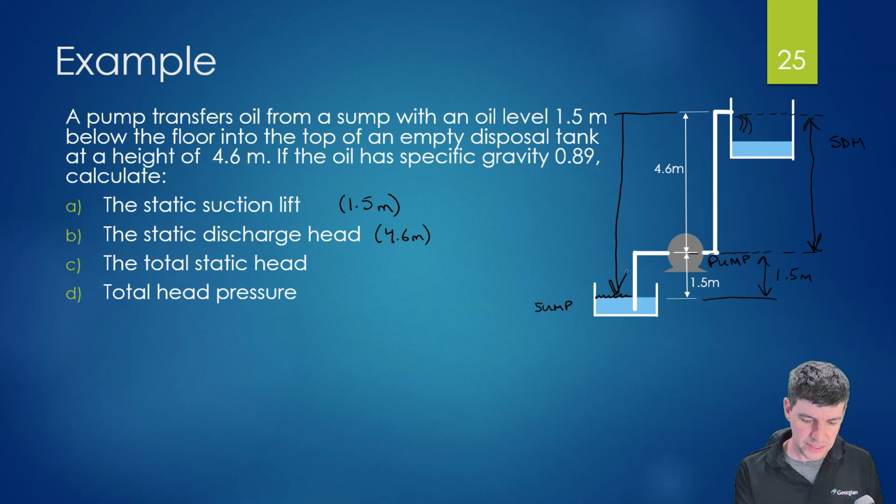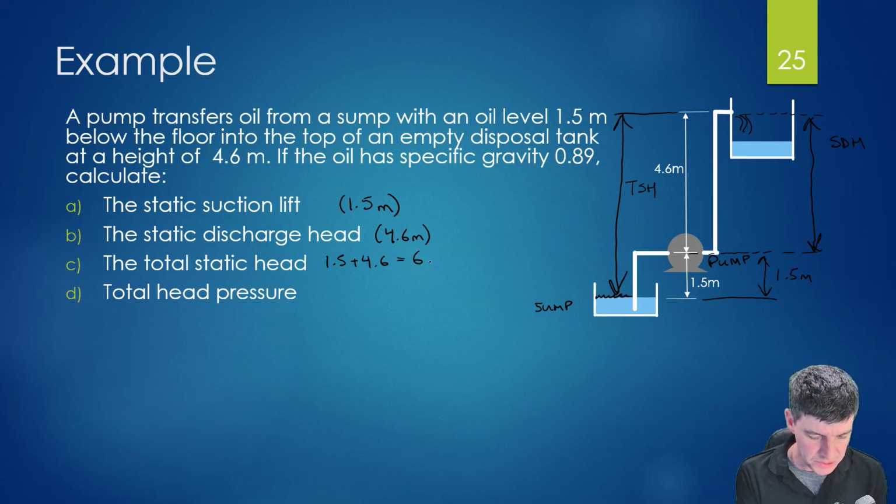And so in this case, our total static head is going to be that height. In this case, 1.5 meters plus 4.6 meters. So 1.5 plus 4.6 is equal to 6.1 meters would be our answer there.